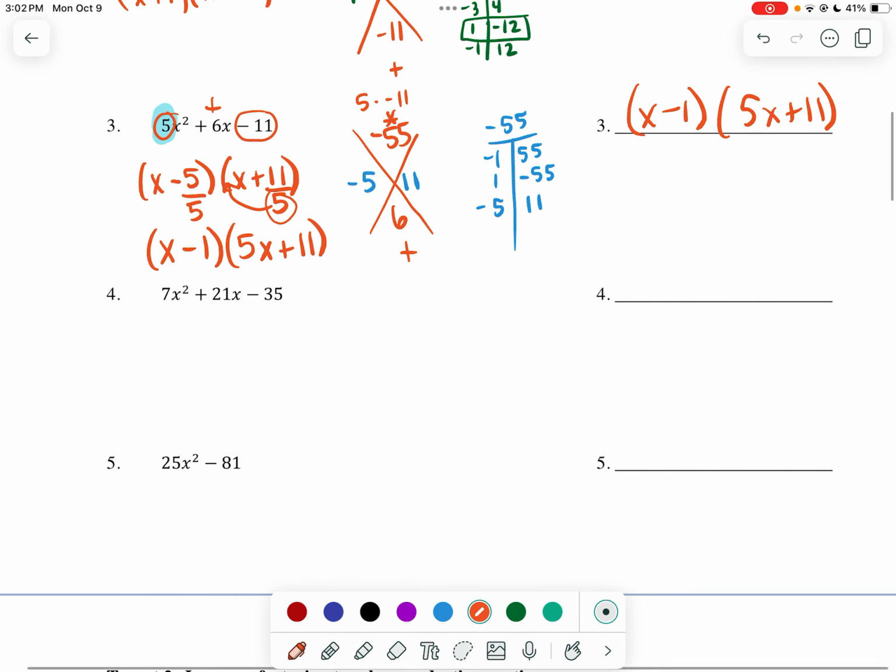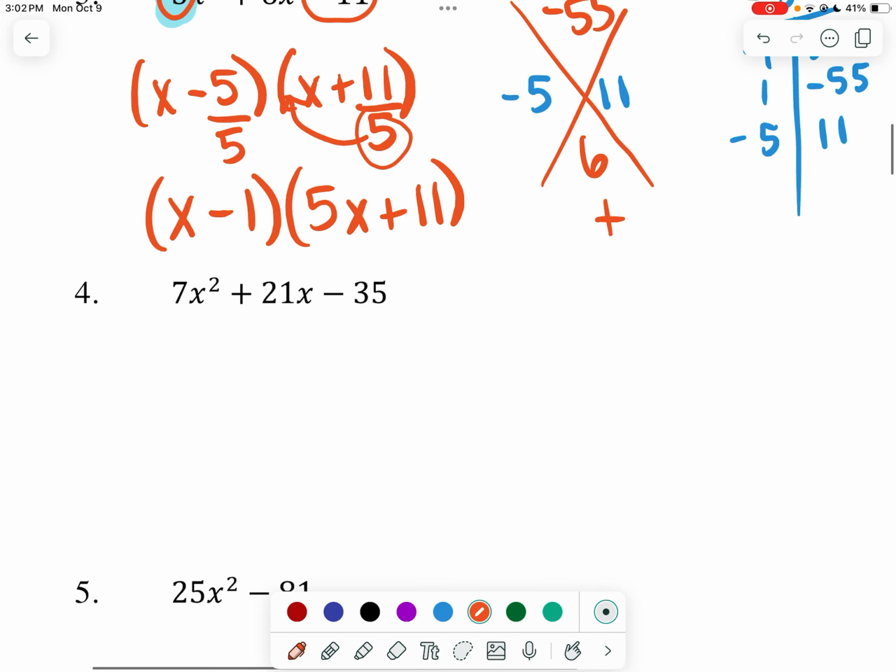Okay, number 4. Again, I'm just factoring. Look for a GCF. This one, you can divide all 3 terms by 7. So this one does have a GCF. So I would take that 7 out first.